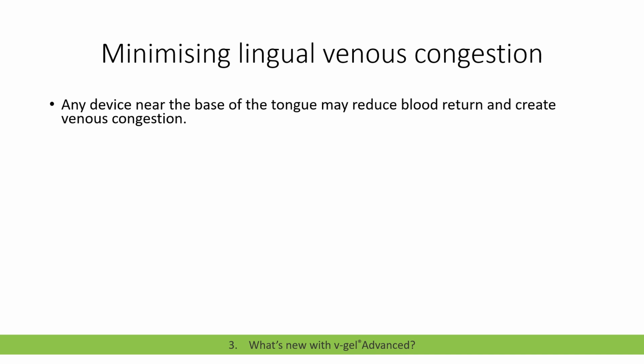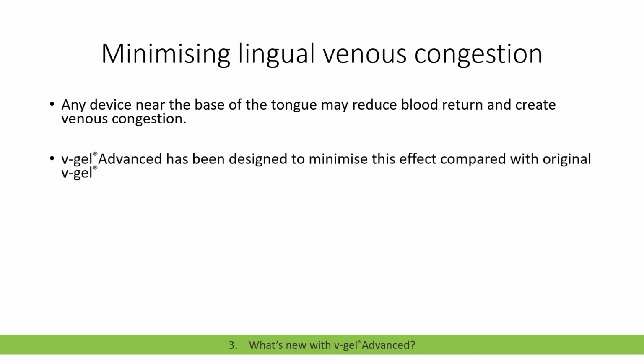Lingual venous congestion is something that people occasionally saw with the original v-gels. Anything that you place in the pharynx that's anywhere near the base of the tongue can press down slightly on the tongue tissue, and it can slow the return of blood through the lingual veins back into the circulation. So you've got lingual congestion, a slight change in colour of the tongue and shape of the tongue. I've also seen that in intubated cases where an endotracheal tube is resting on the base of the tongue. So it's any structure near the base of the tongue.